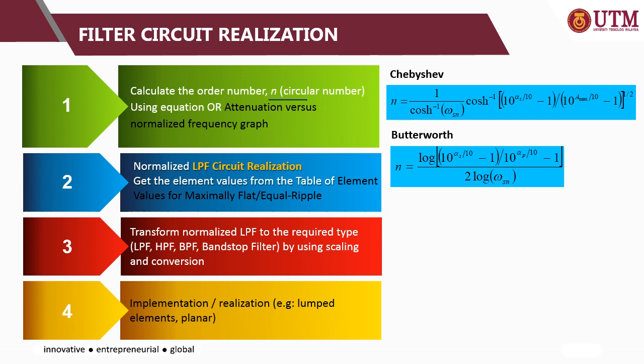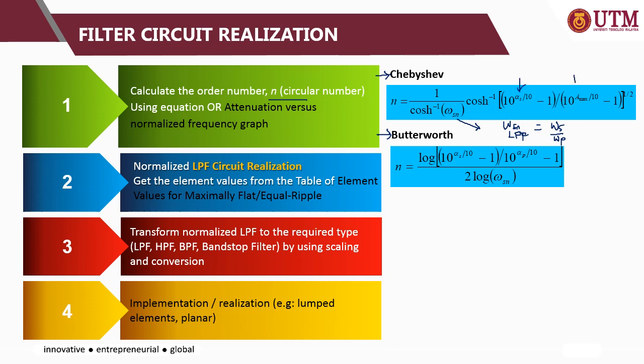Okay, so you can calculate the n, the filter order number, either by using the equations, if you have the equations in hand, or by referring to the attenuation versus the normalized stop band frequency graph. If you are using the equation, please don't forget to consider the omega Sn, the normalized stop band frequency. So omega Sn, for example, for low pass filter is equal to omega S over omega P in radian per second. Omega S is the stop band frequency, while the omega P is the pass band frequency.